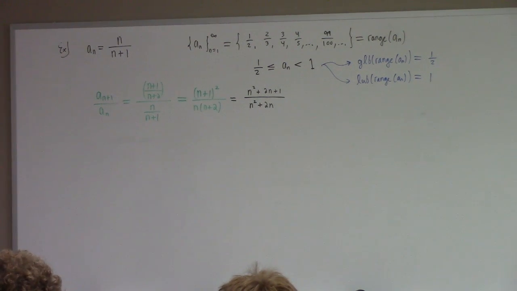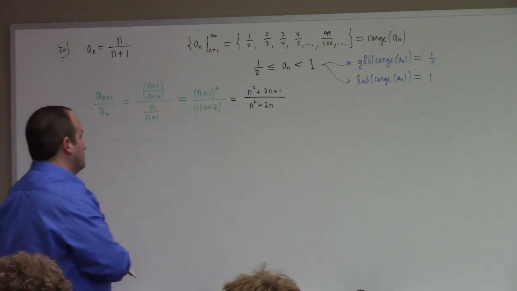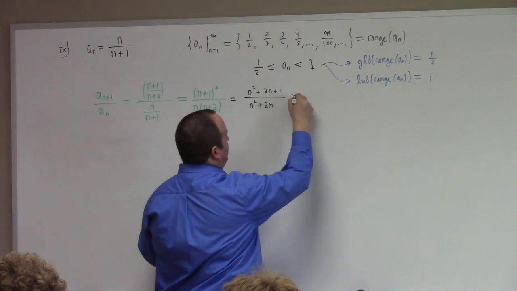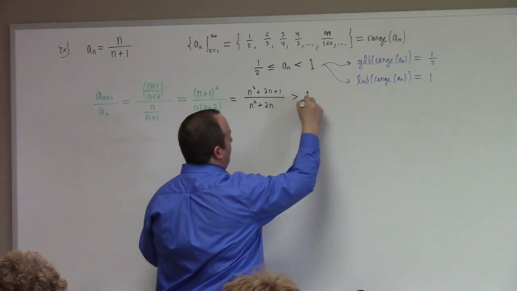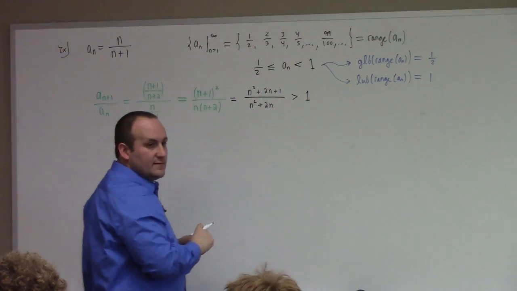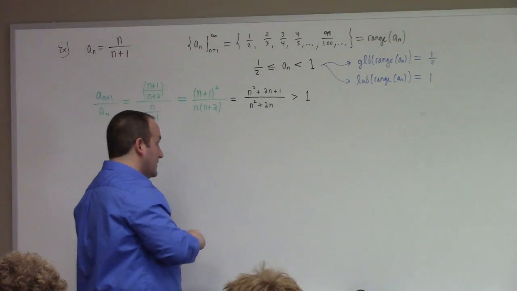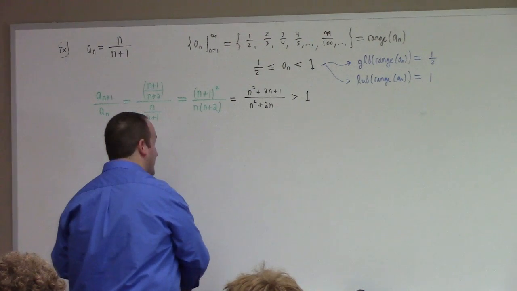Now, you guys told me it was strictly increasing, right? So that means we're trying to show that the quotient is strictly larger than 1 as we set it up, right? So can you see why this is greater than 1? Why? Because it is 1 plus 1 over n squared plus 2n. I mean, that's what it says, but why is that the reason?